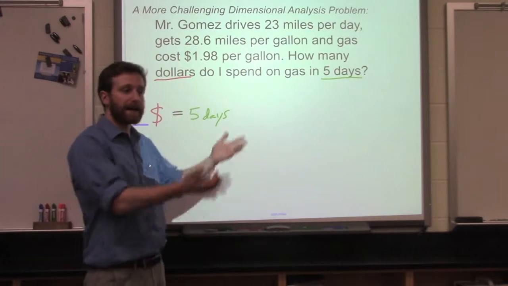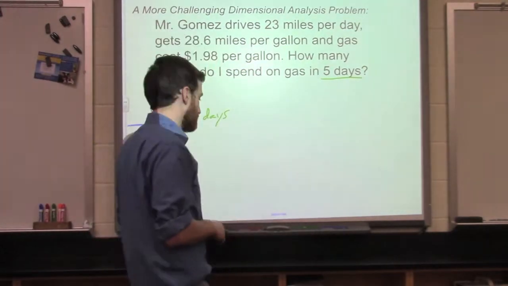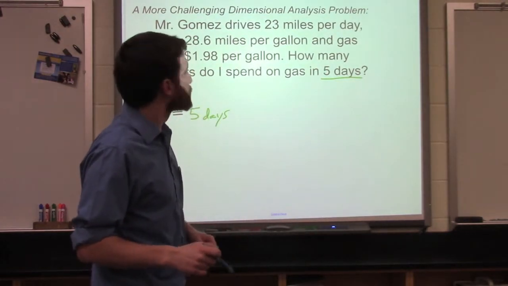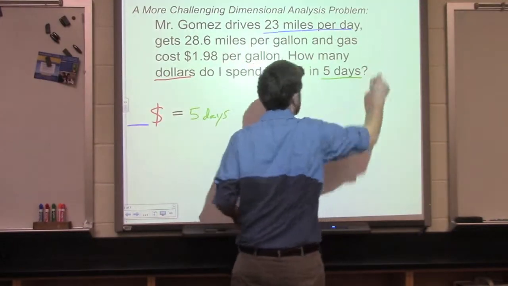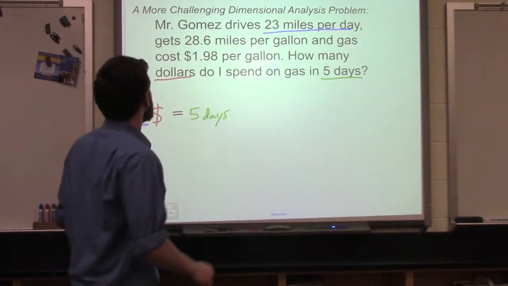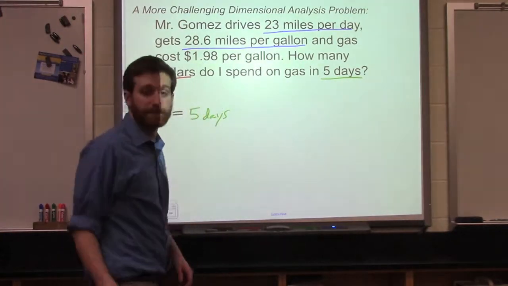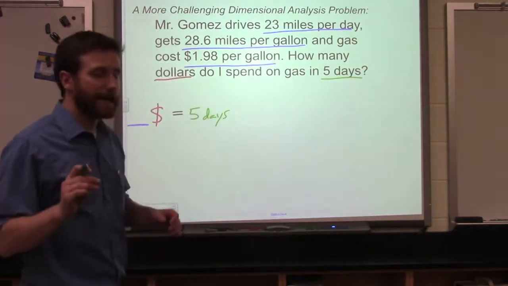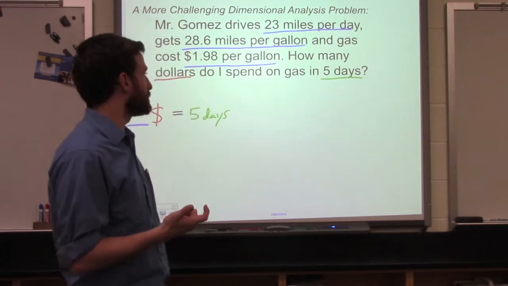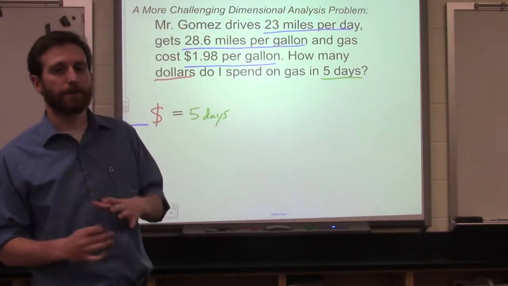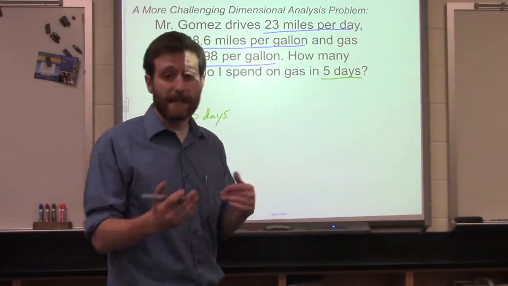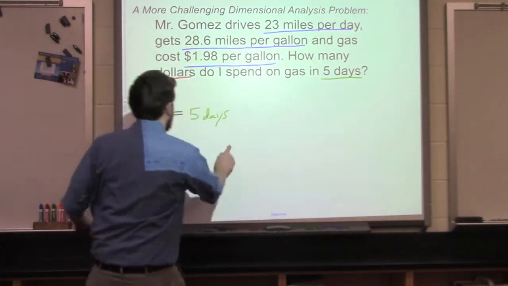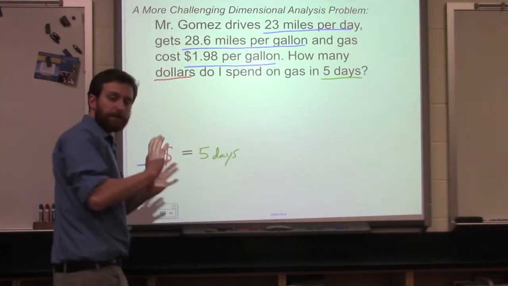So I'm going to go back and look in the question for those conversion factors. I see that I have 23 miles per day. I have 28.6 miles per gallon. And gas costs $1.98 per gallon. All of those include the word per, and that word is telling me that those are conversion factors. They let me convert between units, and even in this case, between dimensions. So, here's my setup.